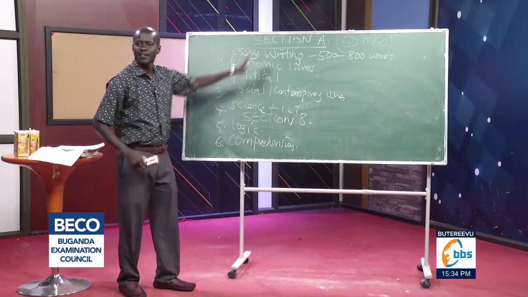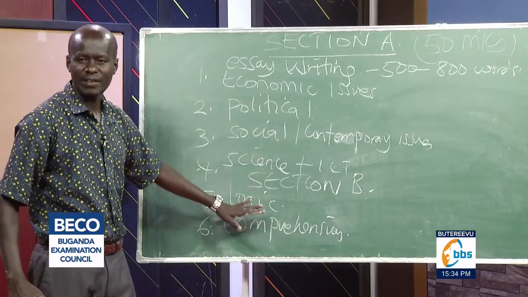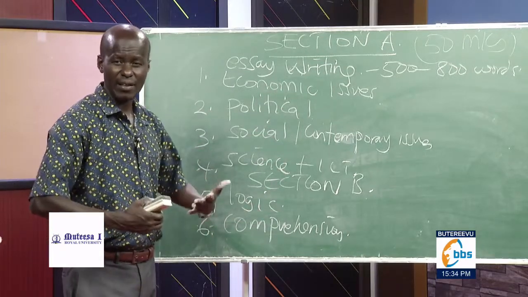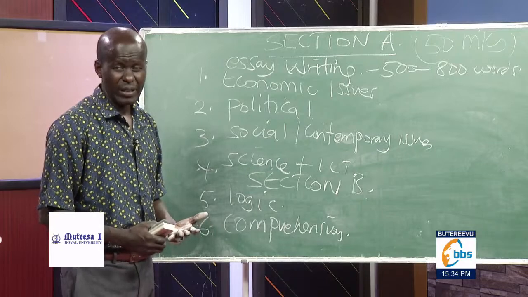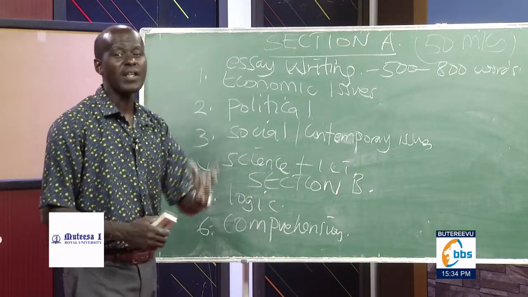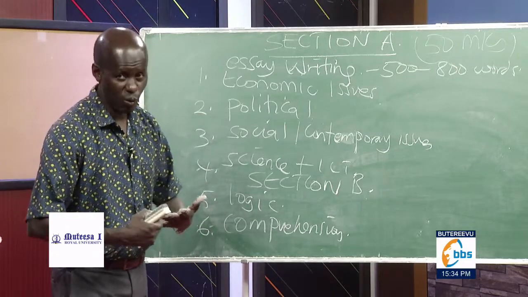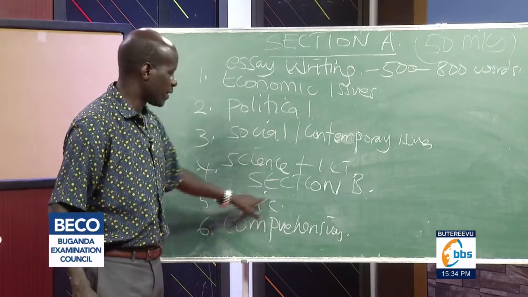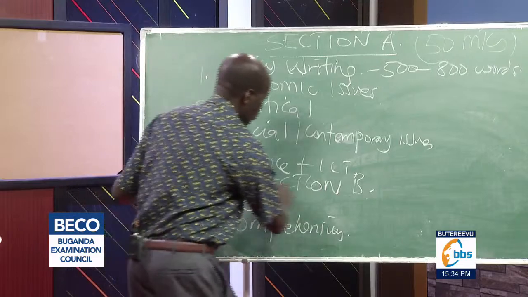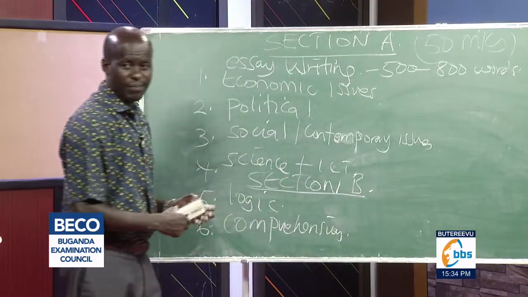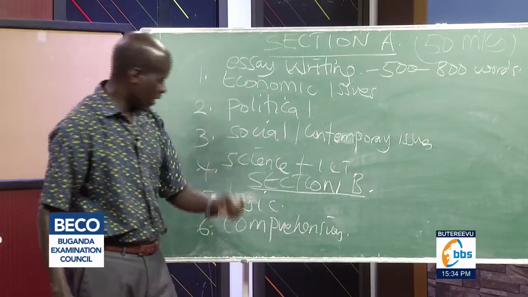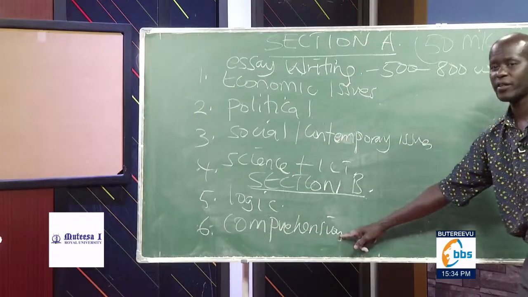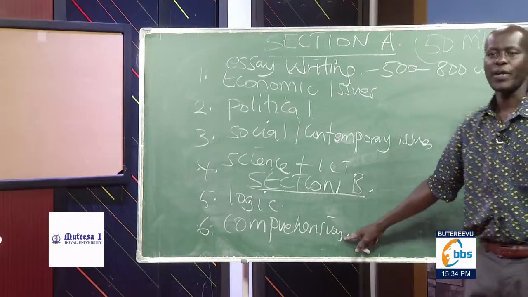Time permitting, we shall try our level best to look at all these areas. It's not a very wide paper. We can look at the specifics of the areas and we see what we can do or how we can gauge ourselves today. So we have logic and comprehension. That is section B. You also do 1. You choose 1. You can either choose the logic or the comprehension.